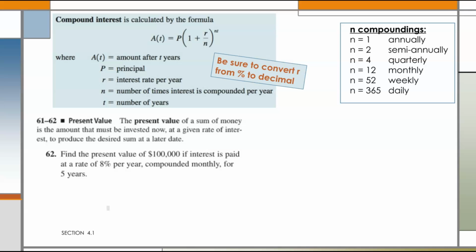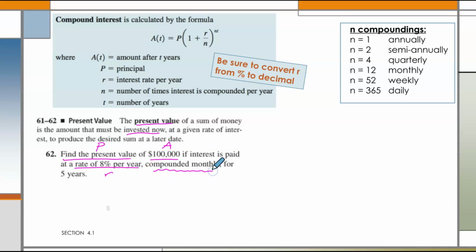Okay, so the present value is a sum of money that must be invested now. So present value, how much must we invest now? That's what we're finding, the present value. We want to find P. How much must we invest now in order to have our account accumulate to $100,000?